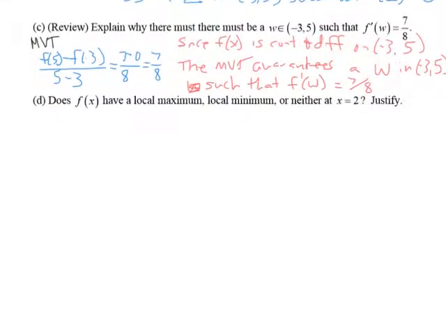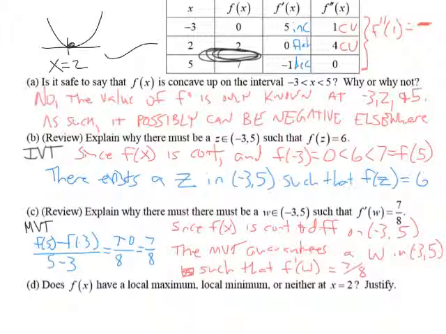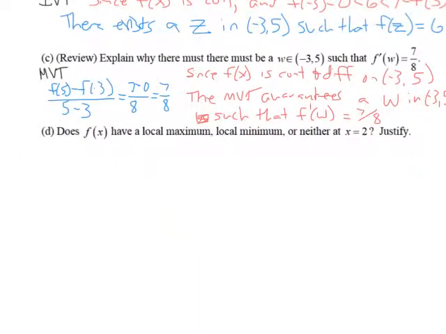Okay. Finally, does f of x have a local maximum, a local minimum, or neither at x equals 2? We take a look at x equals 2, and we see that the function is flat, so that's a possibility for a max or a min, or even neither. But then we go to the second derivative, and we see that it is positive. So the function is concave up and flat at x equals 2. Because of that, it's a local minimum. We're using the second derivative test.